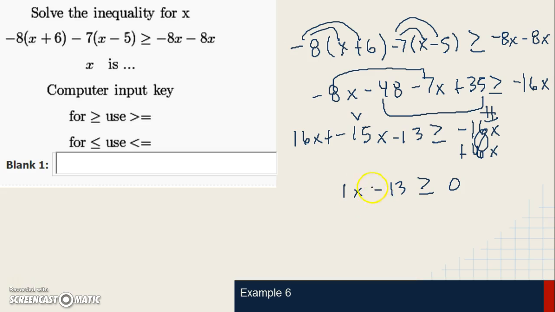Now I need to eliminate my numbers. Well, 1x is just x, so I need to eliminate this minus 13 by adding 13 to both sides. And I have 1x, which is the same thing as x, is greater than or equal to 0 plus 13, which is just 13. So let's go over here to the answer blank. Since x is on the left side, I just need to type in greater than or equal to 13.